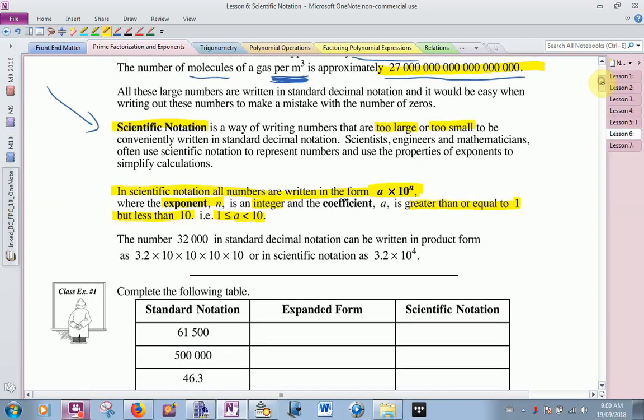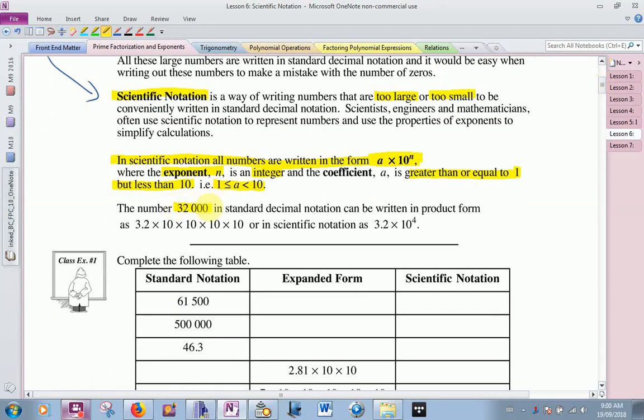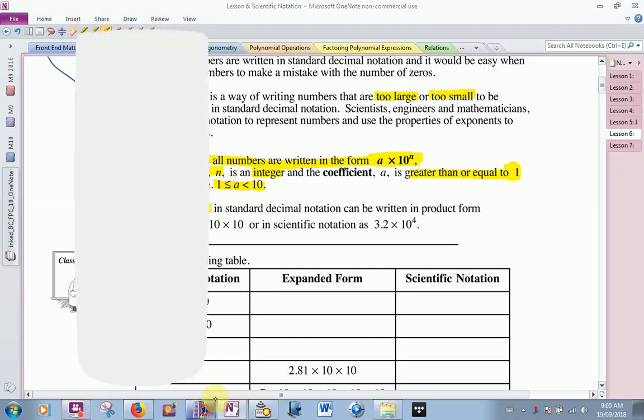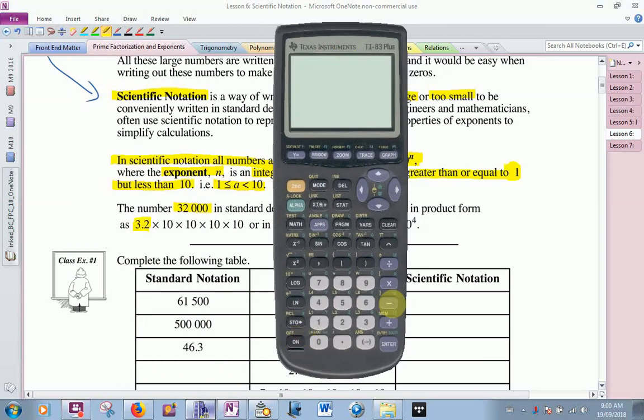Okay? So, 32,000, let's start with something small. That's a number. To write this as a number greater than 1 but less than 10, we could write it as 3.2. And then you ask yourself, well, how many tens are there? All right, what do I got to multiply that by to get this? So I'll just show you. If I got 3.2 and I times it by 10, what does that do to the decimal? Moves it one spot where? To the right.